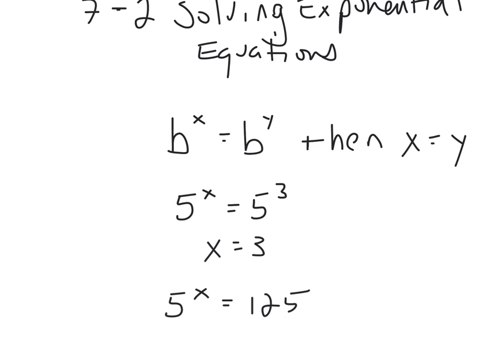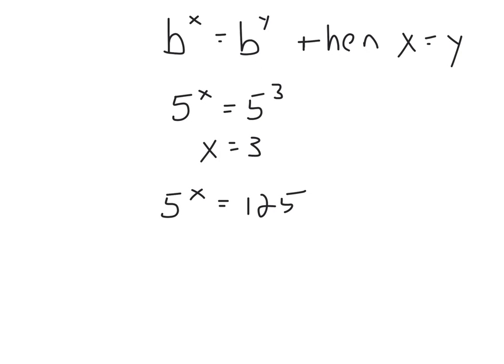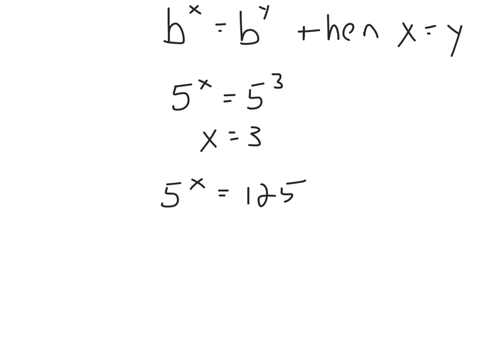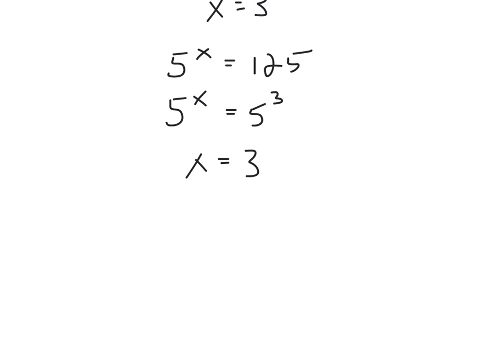So what I can do, now, of course, we have other ways of playing with this, but what we can do is rewrite the 125 as 5 cubed, which we can then figure out that x is equal to 3. Does that make sense so far? Are we good? So let's make things slightly more interesting.